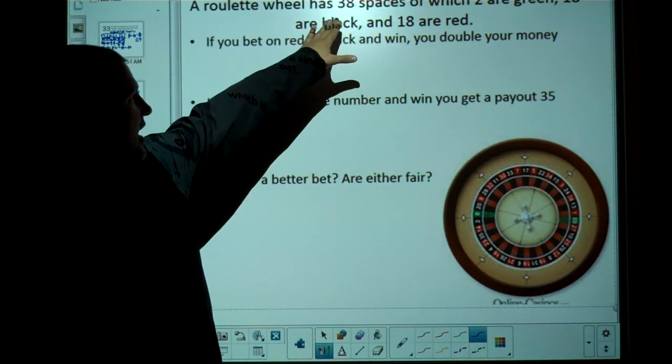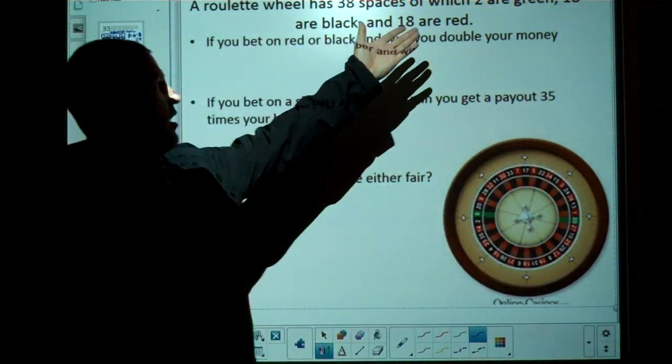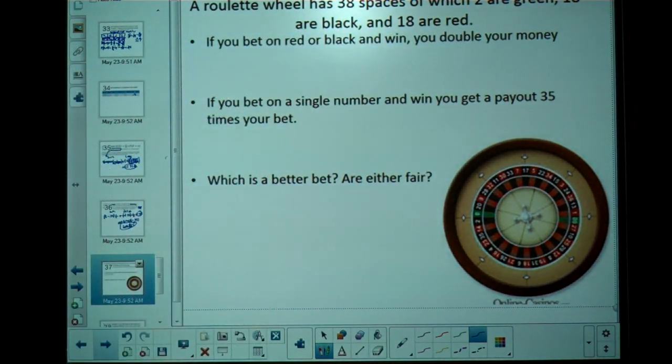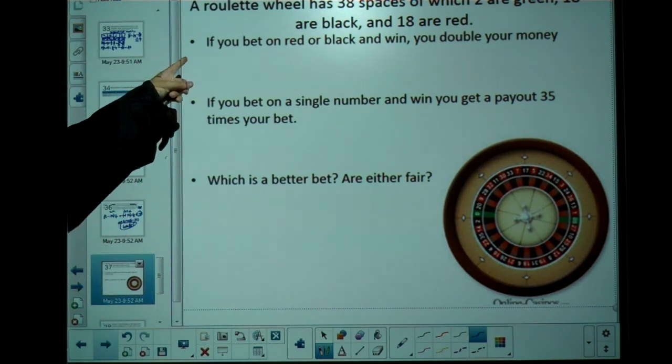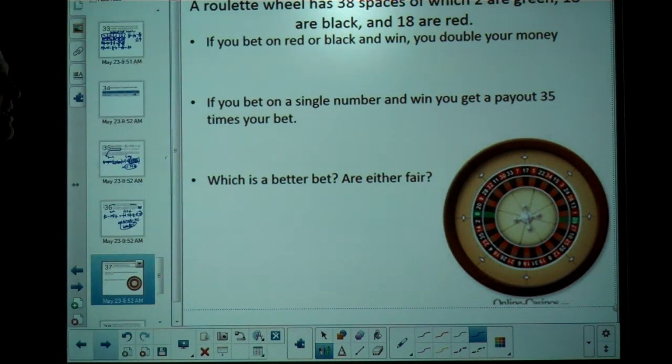It goes from 1 to 38. Some of them are black, some of them are red. And there's two greens as well. So two greens, 18 are black, and 18 are red. Okay? Here's how you get paid. If you bet on red or black and you win, your money gets doubled. So for example, if you bet $10, then you'll win $10 if you actually are correct on those.